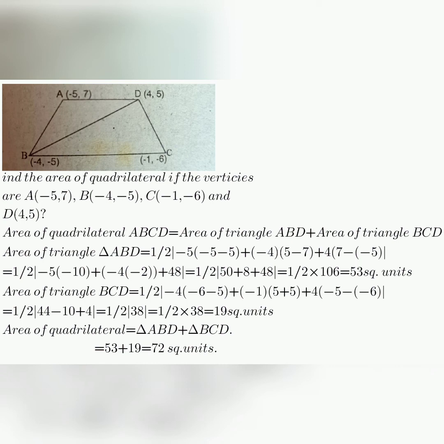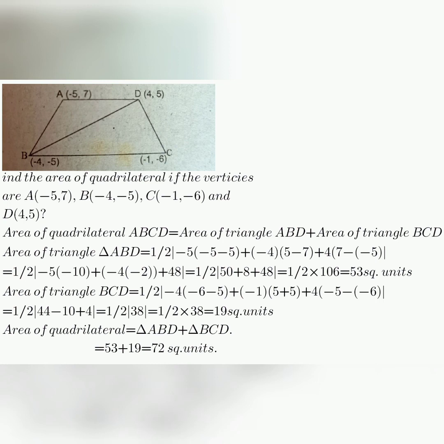Similarly, area of triangle BCD is equal to 1 by 2 into x1 (minus 4) into y2 minus y3 (minus 6 minus 5) plus x2 (minus 1) into y3 minus y1 (5 minus of minus 5, 5 plus 5) plus x3 (4) into y1 minus y2 (minus 5 minus of minus 6). Therefore, when we simplify this one, we will get 1 by 2 into 38, that is equal to 19 square units. Therefore, area of quadrilateral ABCD is equal to area of triangle ABD plus area of triangle BCD.